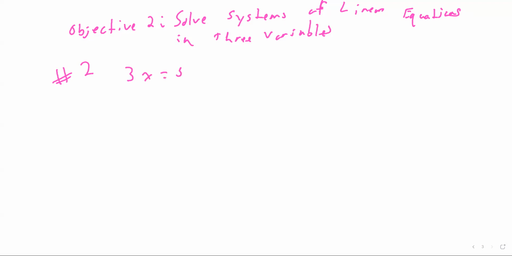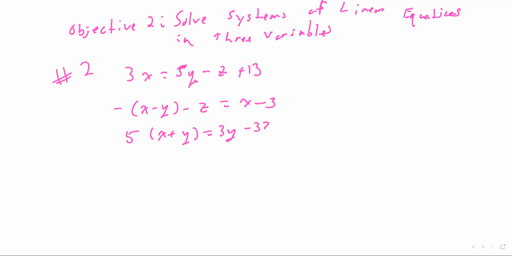3x equals 5y minus z plus 13. Negative parentheses x minus y minus z equals x minus 3. 5 parentheses x plus y equals 3y minus 3z minus 4.